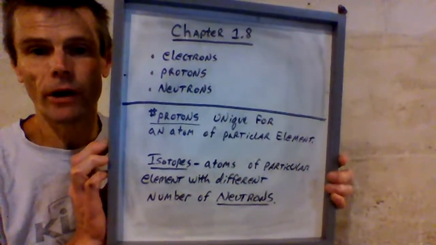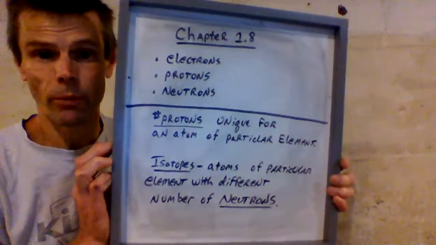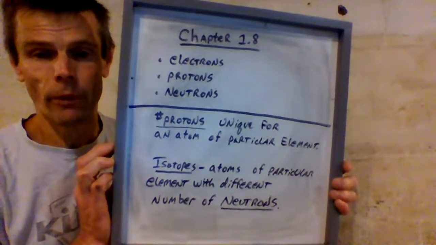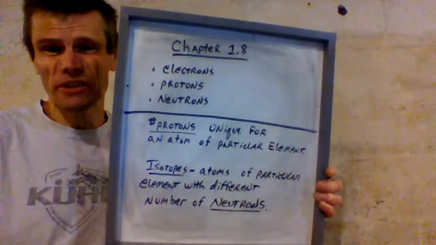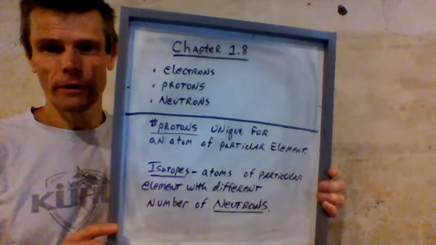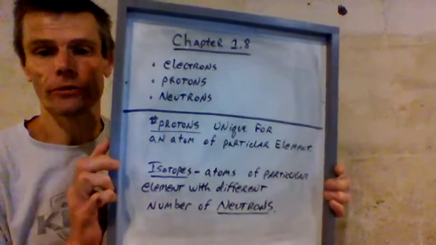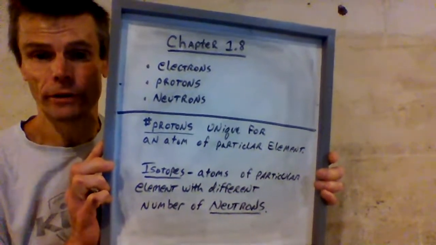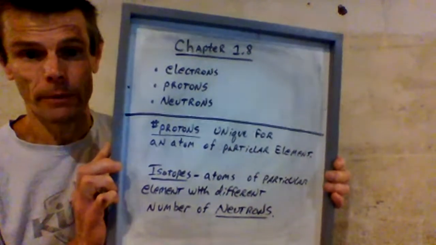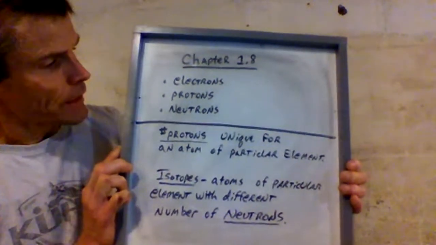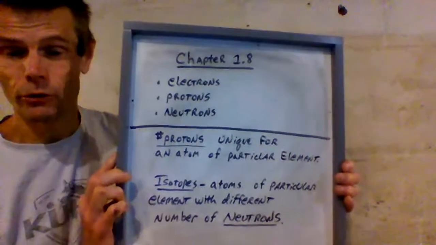Hey, today we're going to go over Chapter 1.8. Chapter 1.8 introduces and discusses in more detail the three subatomic particles that we introduced in our last lecture, the discovery of them, and some of the scientists that worked on them. These include the electron, the proton, and the neutron.